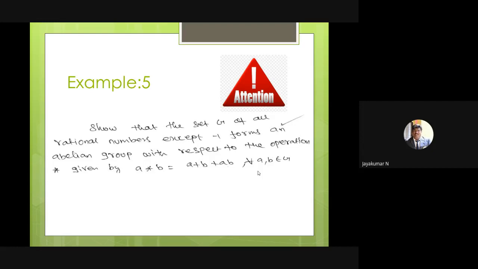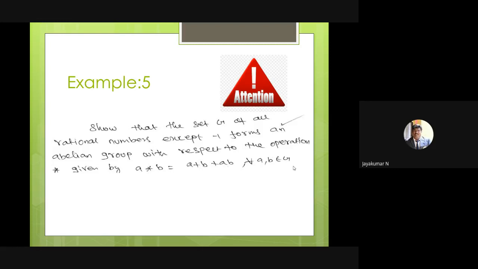Show that the set G of all rational numbers except -1 forms an abelian group with respect to the operation A star B equals A plus B plus AB for every element A, B belonging to G. So what is your given set? The set of all rational numbers except -1. What we have to show is that it is an abelian group. So obviously it's an infinite abelian group.